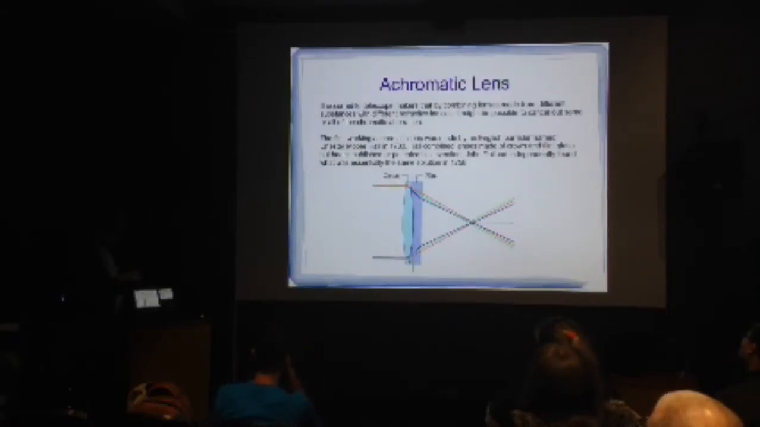So you can see the blue's getting refracted a lot, but when it exits, it aims so that it crosses with the red. So the optical designer can play around with the type of glass and the shape of the lenses and so on to bring two colours to the same focus. But unfortunately, the green is still out of focus there.